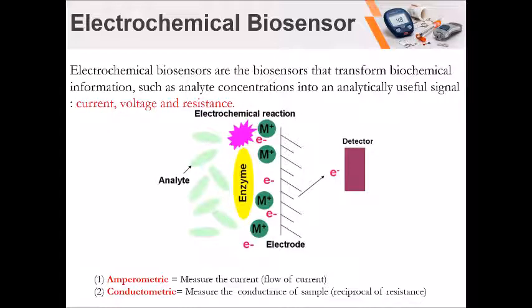To measure the target analyte in electrochemical biosensor, three types of electrode are used. Those three electrodes are the working electrode, which is also known as sensing electrode, second is counter electrode, and third is reference electrode. Among these three, the working electrode is very important because it is immobilized with the biorecognition elements such as enzyme, urease, etc.